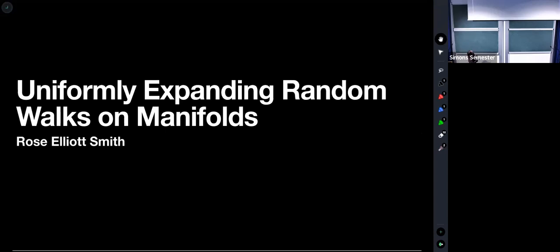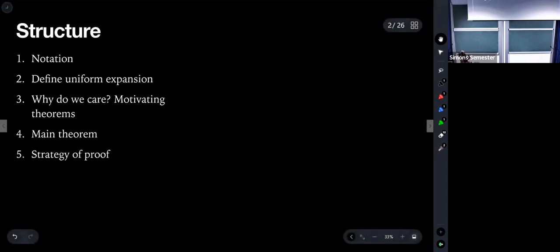All right, so I will be talking about uniformly expanding random walks. Also, a heads up that this talk is just 30 minutes, so if I'm light on details, forgive me and quiz me later. All right, so to start out with, the general structure of what we're going to do. We'll start out talking notation, and then obviously I need to define this concept for you and motivate why you should care at all. And then we'll talk about the work that I've done on this, and if we have time, get through some of the strategy of the proof.